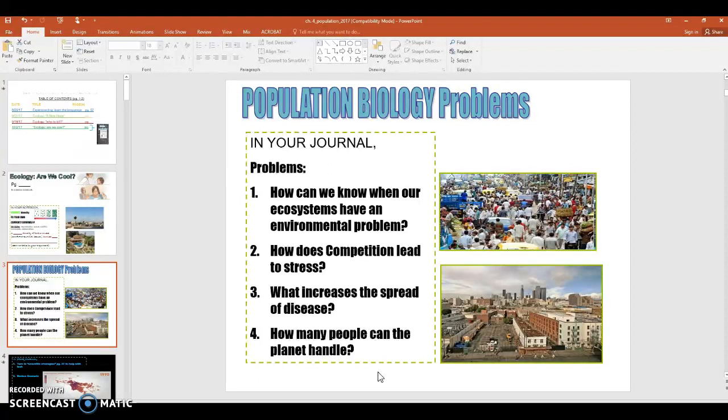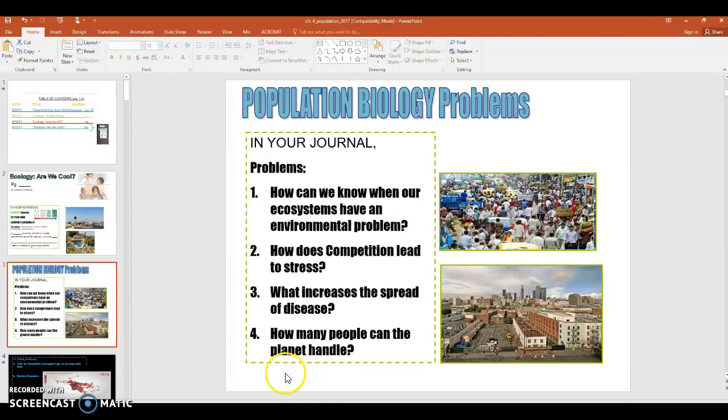Number 3 here is our problems for this chapter. We have 4 problems in this chapter that we want to potentially investigate or use to motivate our learning. And for population biology, or this section, Ecology Are We Cool? We have how can we know when our ecosystems have an environmental problem? That's our first problem. Second one is how does competition lead to stress? Second problem. Third problem, what increases the spread of disease? That's our third problem. And then how many people can the planet handle? And that's a human population question.